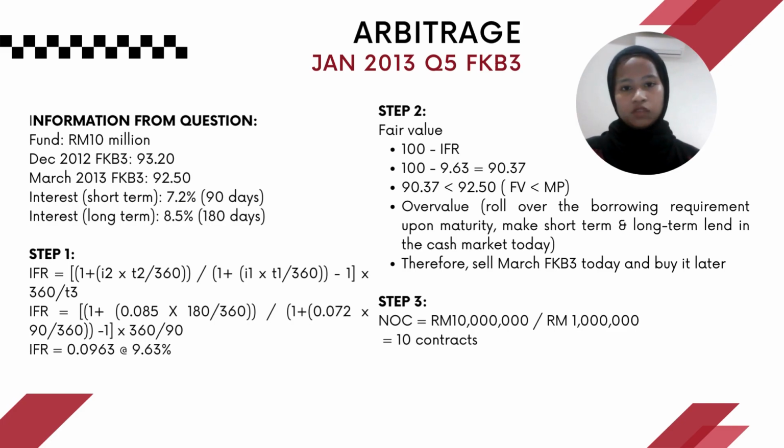For step 2, you need to find the fair value. The formula for fair value is 100 minus IFR. So the fair value we get is 90.37, which is below the market price of 92.50. So it is overvalued. If it is overvalued, we need to go for the borrowing strategy. So we need to sell FKB3 now and buy it later. Next, you need to find the NOC, which is 10 contracts.